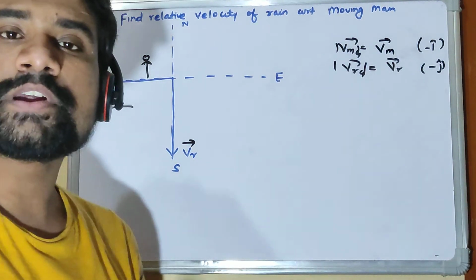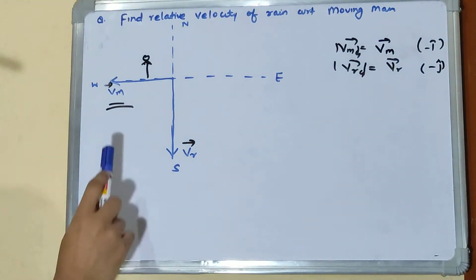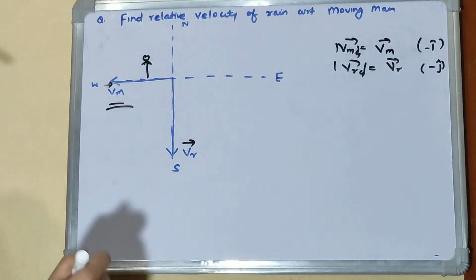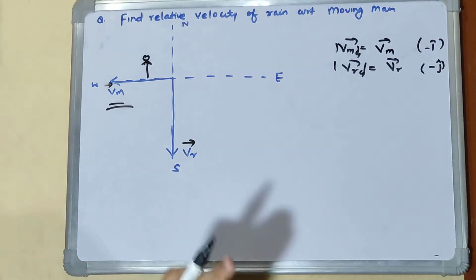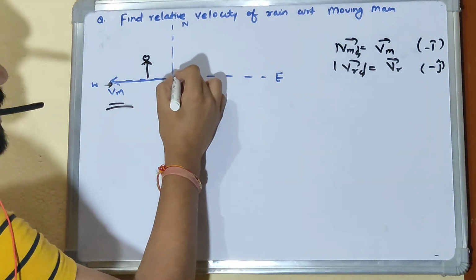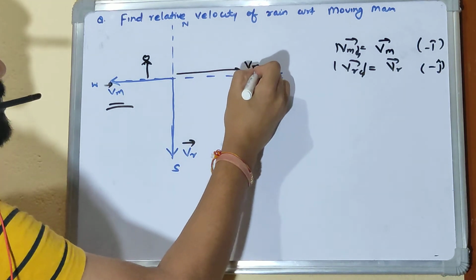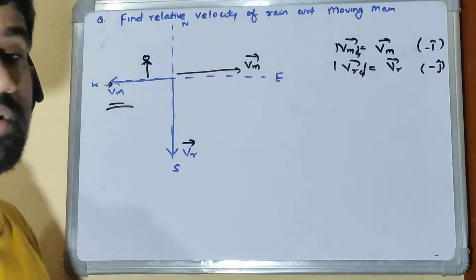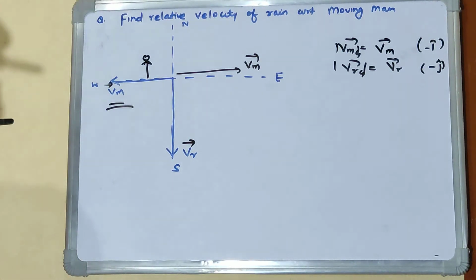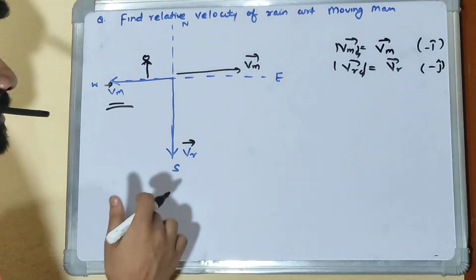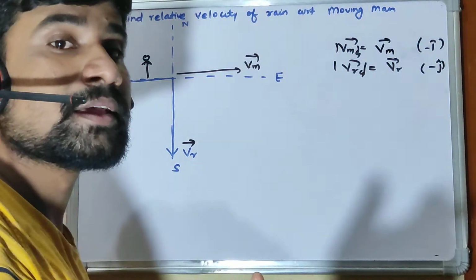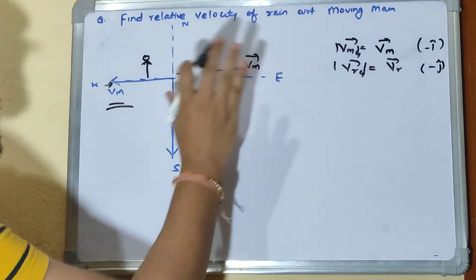Now, I need to find the velocity of rain with respect to this man, with respect to a moving man. So what I will do is apply an opposite vector to this man and make my reference stop. This is the best way to solve relative velocity. So I'll apply a Vm here in the opposite direction, and the same Vm will be applied to the rain as well. So now the net velocity of rain with respect to man is the resultant of Vr and Vm.